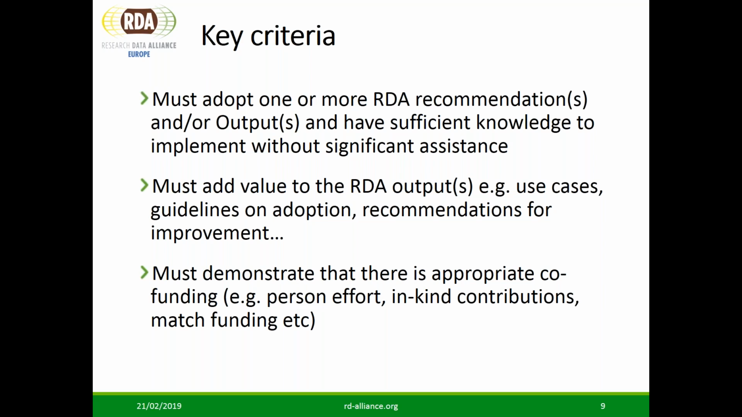Now, naturally, interest group and working group chairs may assist you and may work with you, but you can't expect that support. And if you are looking for that support, you have to have liaised with them in advance and write that into your application. You have to be adding value to the RDA output. So really we want to see you develop use cases, some guidelines on adoption of that output, recommendations for the way in which the output could be improved based on your adoption case and what you found worked and didn't. And you also have to demonstrate that there's appropriate co-funding, so either person effort or some kind of in-kind contribution or match funding.